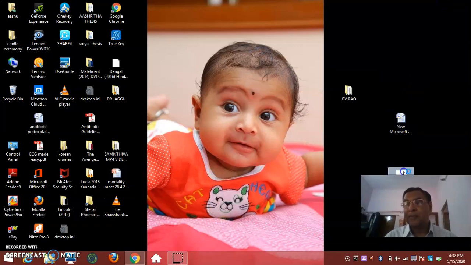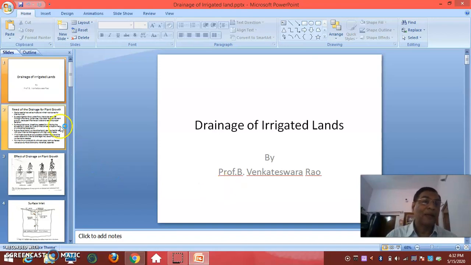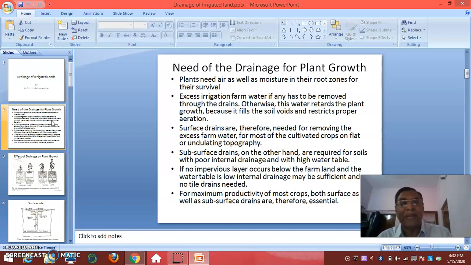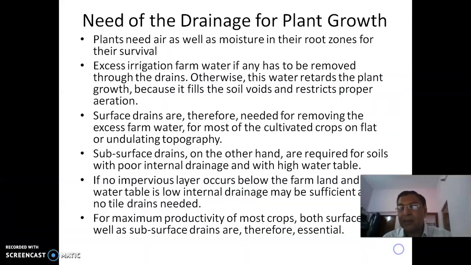You can see the need of the drainage for plant growth. This is very important. How we are discussing, plants need air as well as moisture in their root zones for their survival. It is not that you need only water. You need some aeration for the root zone. So if you are submerging the entire subsoil under submerged conditions, the plant will not survive. Of course, you can say, how is rice surviving, sir? It is aerated through its tubes, though all the voids are filled with water. So for every plant, there is a need of aeration in the root zones.